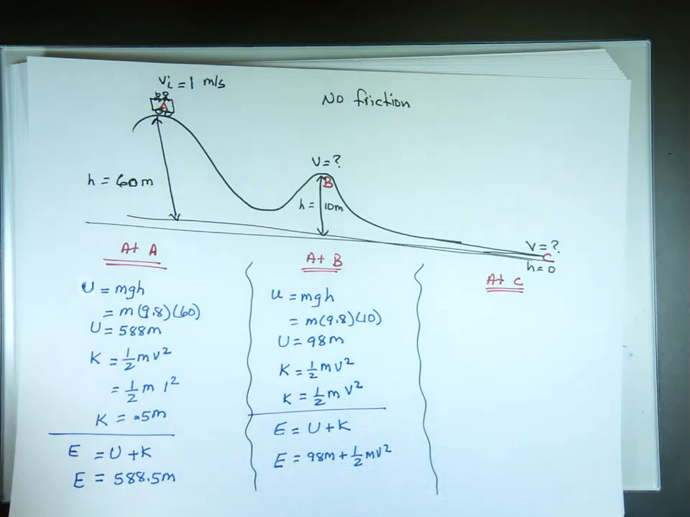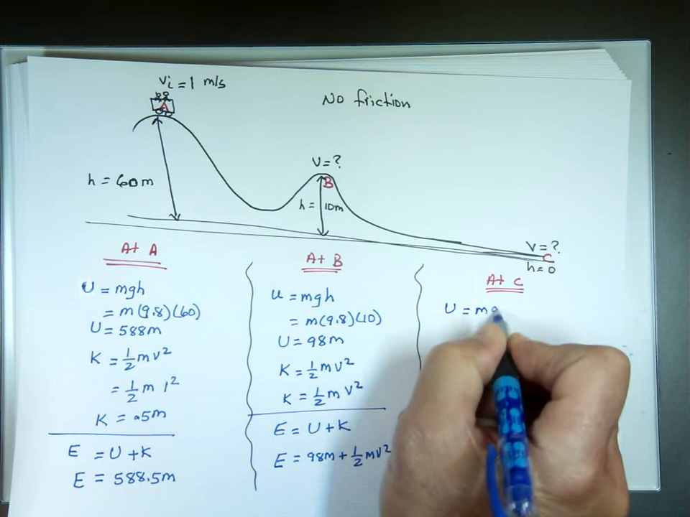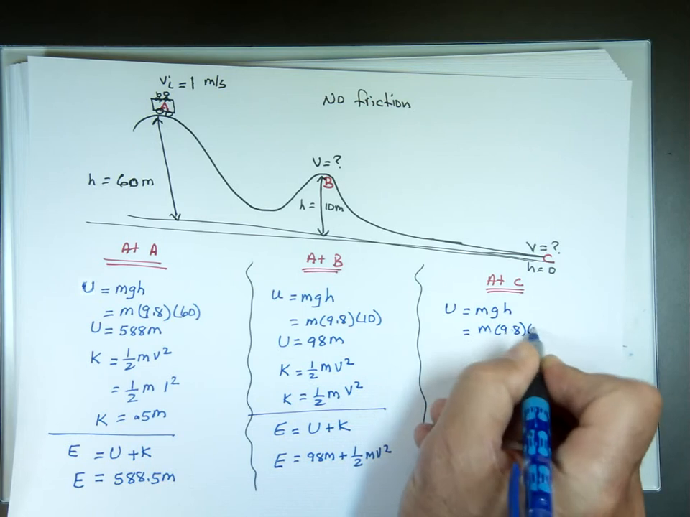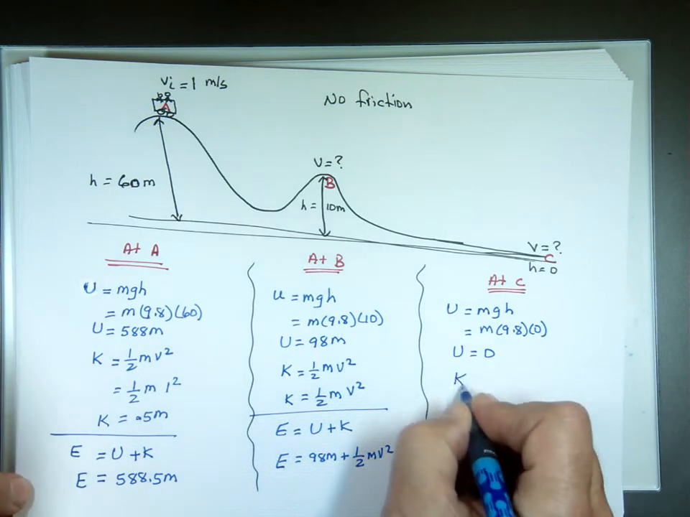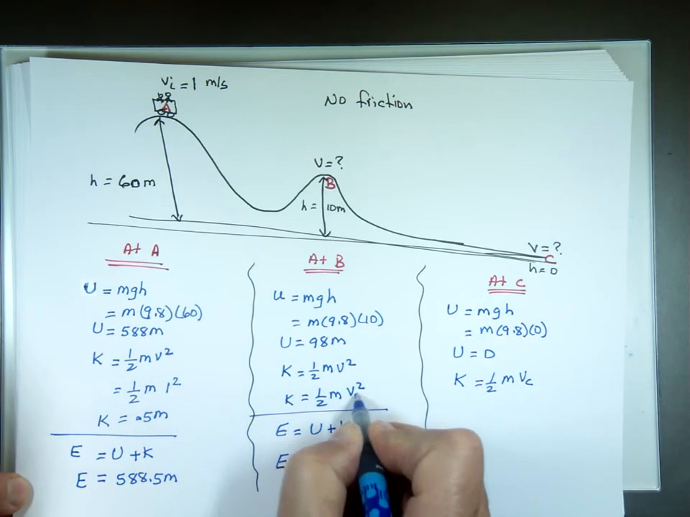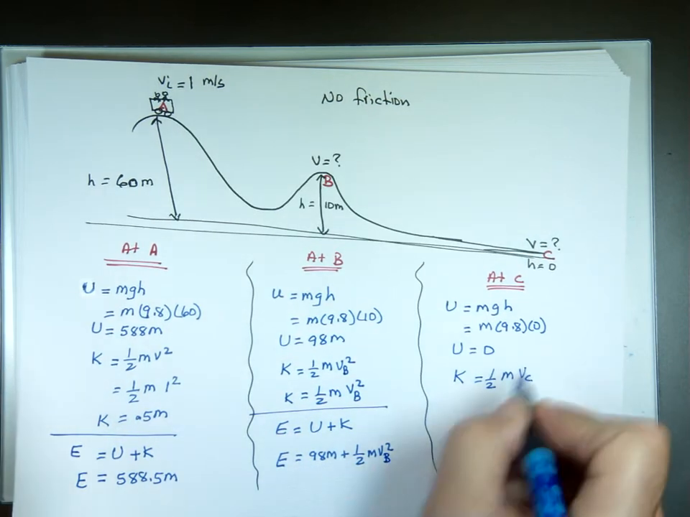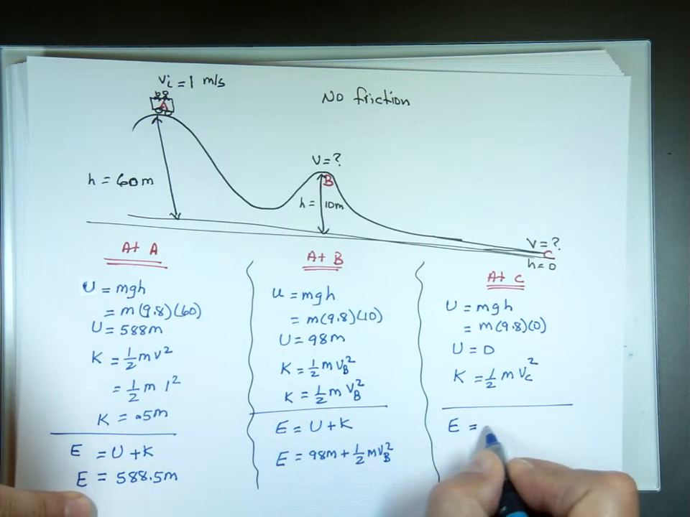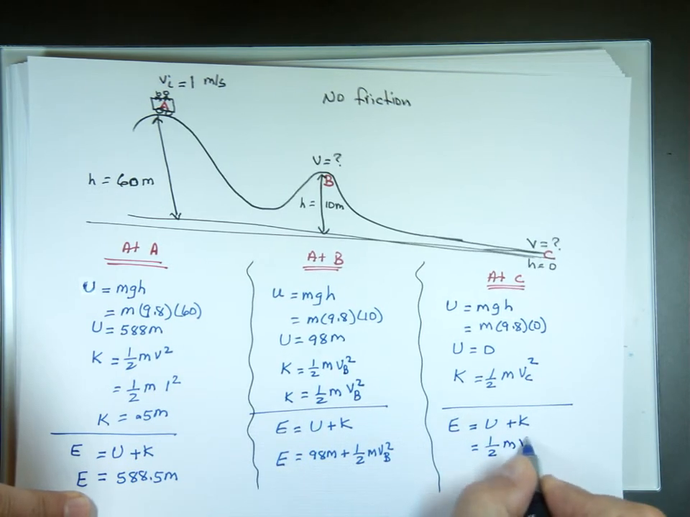Now let's take point C, then we'll start looking back and see. Potential energy is what? Mass, gravity, height. My height is 0, so that's 0. My kinetic energy is 1/2 the mass times the velocity at C. I should call the velocity at B here so I'll know which velocity I'm talking about. So what's my total mechanical energy, which is the sum of them? That's 1/2 mass velocity at C squared.